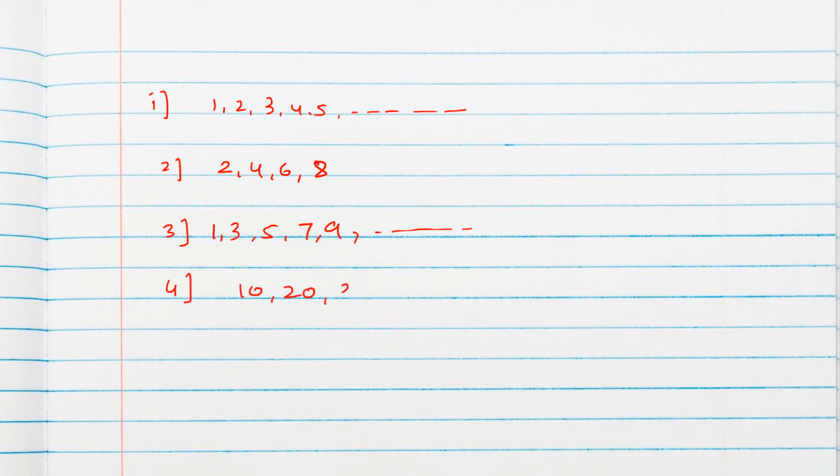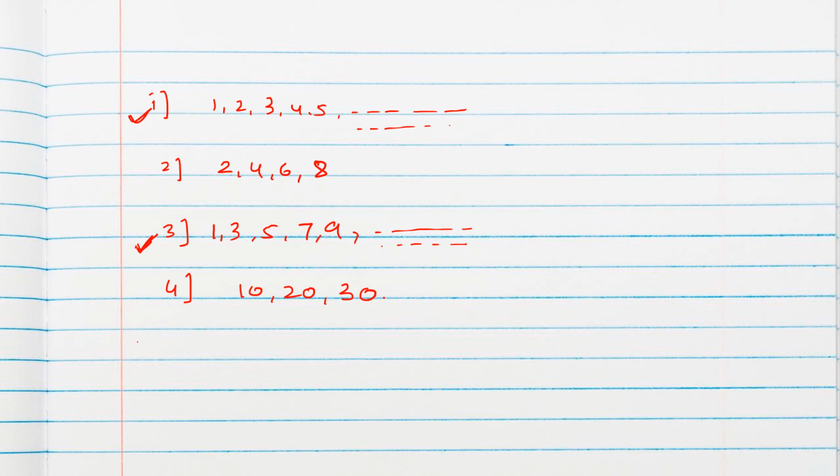Now different APs we can consider here: 1, 2, 3, 4, 5, then 2, 4, 6, and 8, then 3, 5, 7, 9, then 10, 20, 30. Okay. So in the first and the third examples, we can see these dots. That means numbers are there, terms are there. So these two types of examples we can consider as infinite AP.